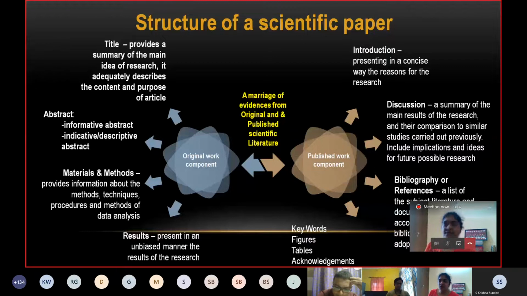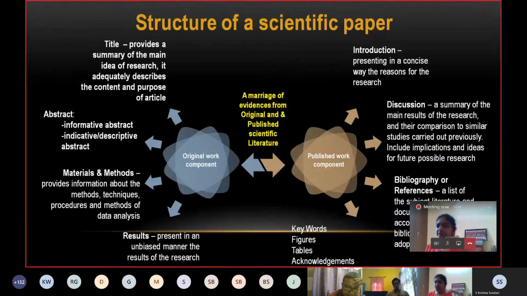So this is the structure of the paper, where you have got the original component, and where the published work component is going to figure in your research paper. So one is introduction. Now, what is the introduction serving in a paper, or how is an introduction different from an abstract? An introduction is basically presenting why your work is important and what is that particular knowledge which your paper is providing, which is previously not existing.